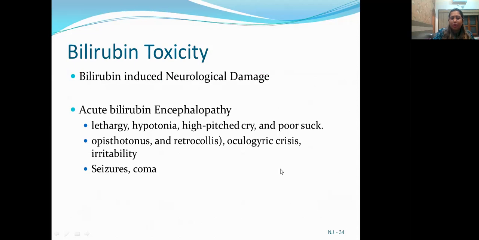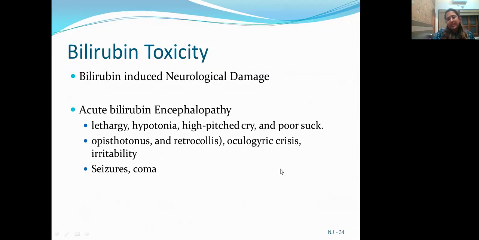Now, this neurotoxicity could be acute bilirubin encephalopathy, which has 3 stages. The first is the early stage, where the baby presents with lethargy, poor suck, hypotonia, and high-pitched cry. Next is the intermediate stage, where the baby develops opisthotonus and retrocollis, eyes are upturned, oculogyric crisis, and irritability. And the last stage is the severe stage where there are seizures and coma.